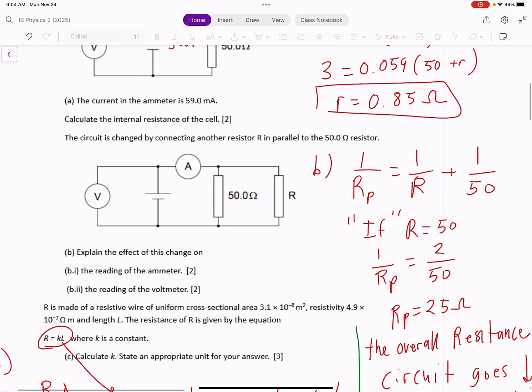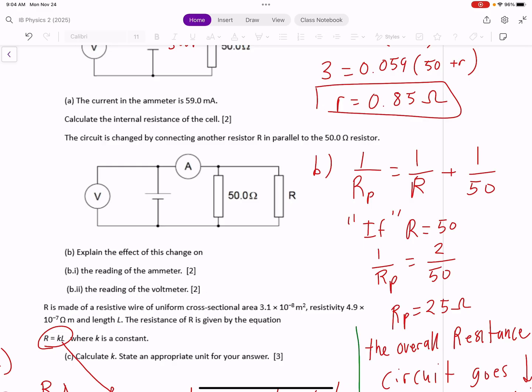In part B, we see that another resistor has been added, in parallel in this case. Explain the effect of this change on B.1, the reading of the ammeter, and B.2, the reading of the voltmeter. The ammeter measures the current coming out of the battery, and the voltmeter measures the voltage of the battery, or of the total resistance of the circuit.